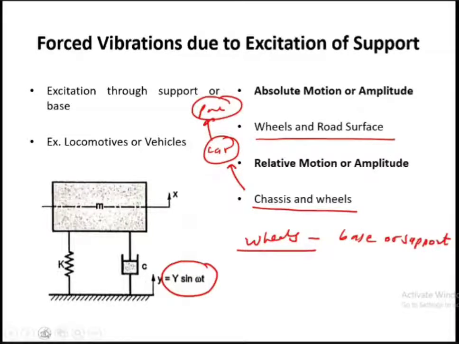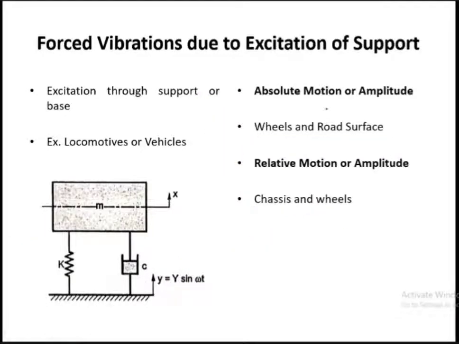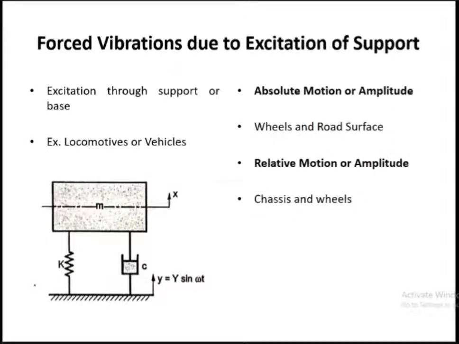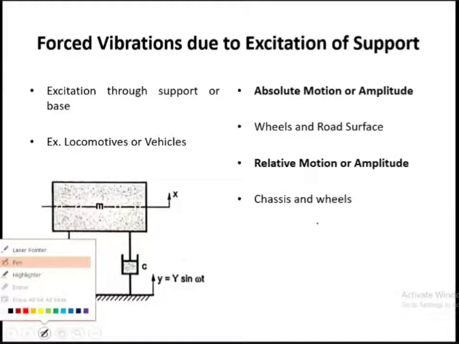So I hope you have understood the difference between the absolute amplitude and the relative amplitude. Okay, so the motion between the wheels and the road surface is nothing but the absolute amplitude, because this road surface is fixed with respect to the earth coordinate. Then the motion between the chassis and the wheels is nothing but a relative motion. Okay, so similarly, in this analysis, we have to study the absolute amplitude, as well as the relative amplitude of a mass as well as the base. Okay. So now let us start the analysis one by one.